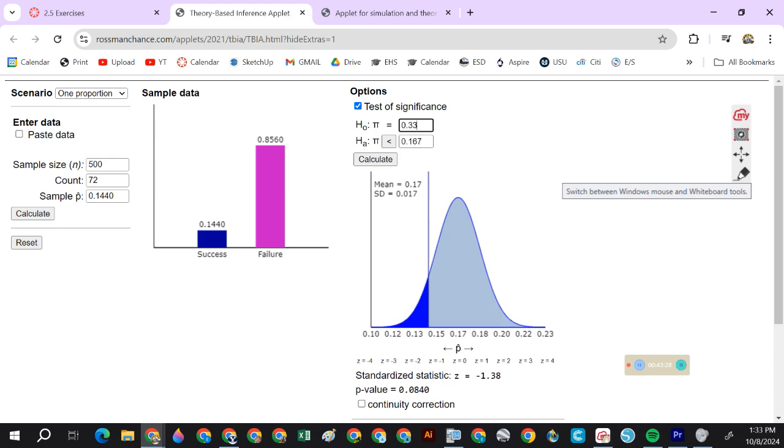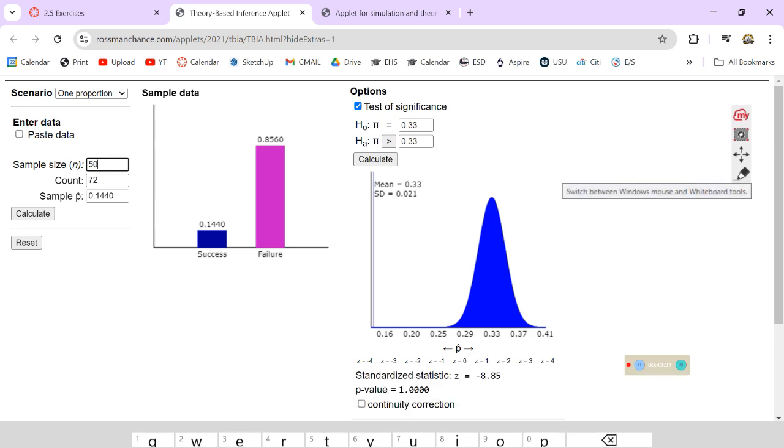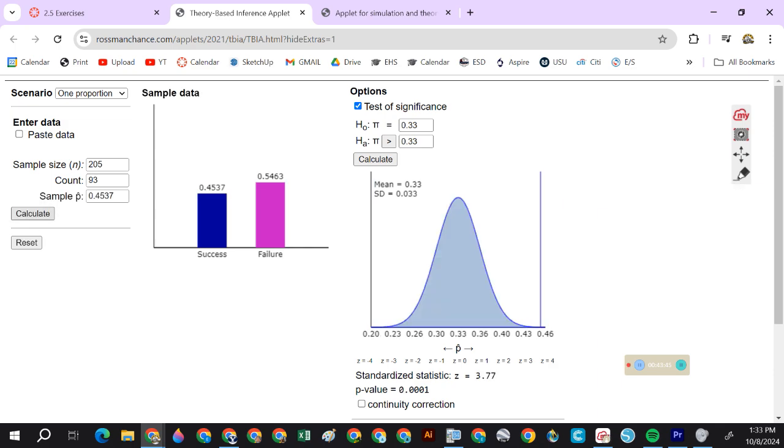So let's do the same thing here. So this is 0.33, and switch this to greater than. My sample size is 205, and my count is 93. And I get a p-value of 0.01%. That's pretty close, right?